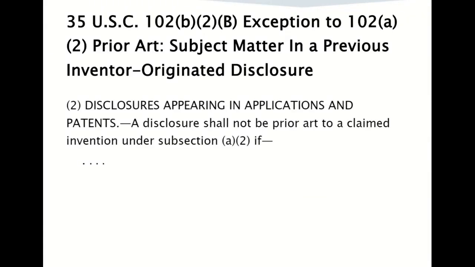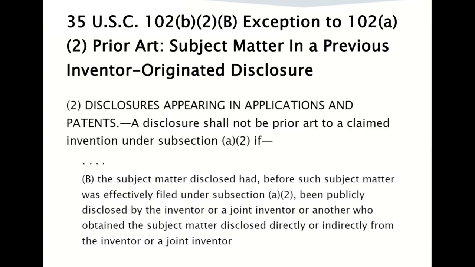Now let's discuss 102(b)(2)(b), which concerns a shielding disclosure by the inventor or a joint inventor and is like the 102(b)(1)(b) exception for 102(a)(1) references. In context, that statute says, "A disclosure shall not be prior art to a claimed invention under subsection (a)(2) if b. The subject matter disclosed had, before such subject matter was effectively filed under subsection (a)(2), been publicly disclosed by the inventor or a joint inventor or another who obtained the subject matter disclosed directly or indirectly from the inventor or a joint inventor."